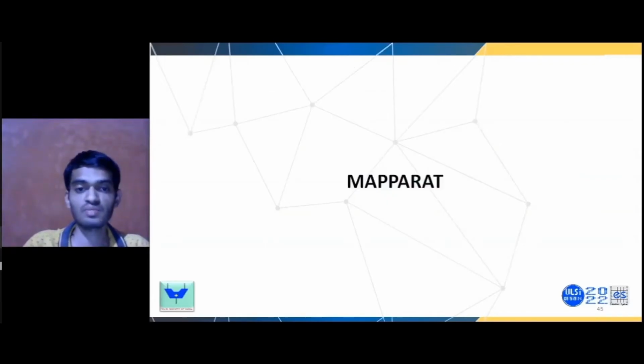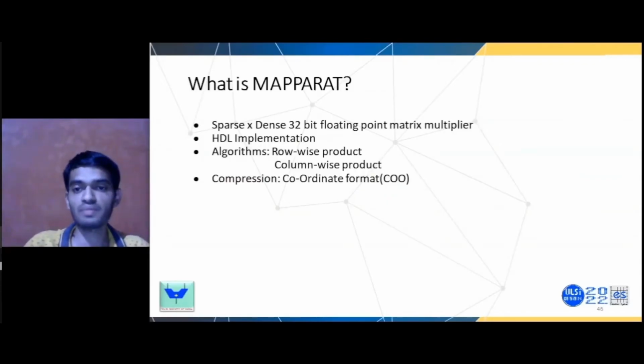And coming to the MapRat. What is MapRat? MapRat is a sparse-dense 32-bit floating point matrix multiplier. It is implemented using HDL, and the algorithms that we looked into were row-wise product and column-wise product. The compression format we chose was coordinate format because of the simplicity and not wasting resources for decoder logic, as it involves a lot of resources for other formats.